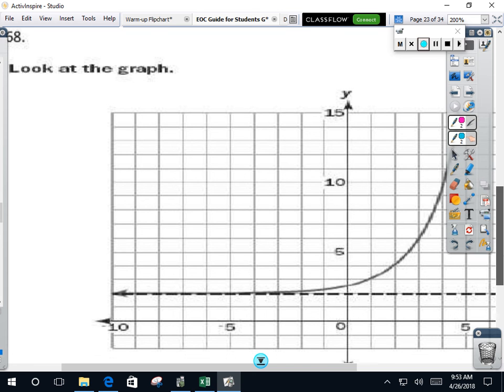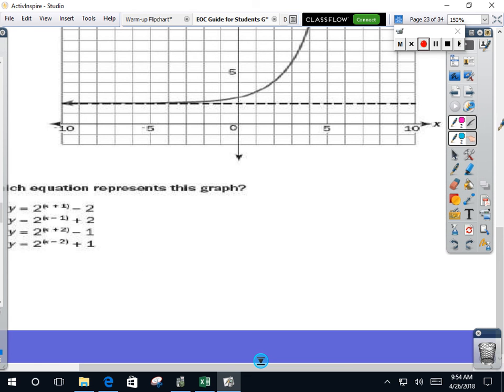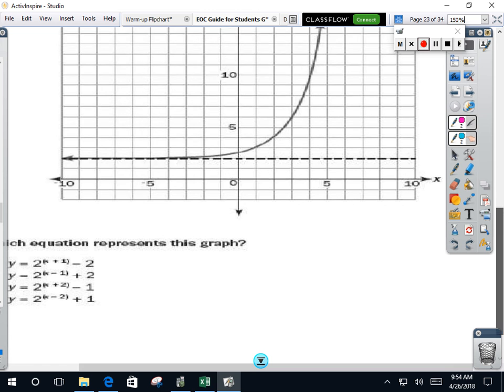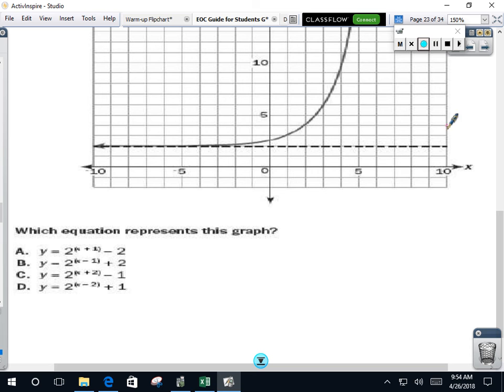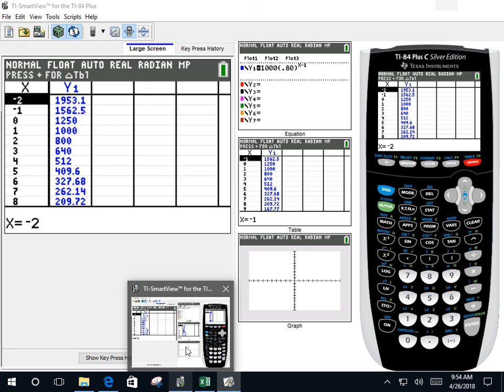Number 58, look at the graph. Let me zoom out some. Look at the graph. Which equation represents this graph? Okay, well, look at that and tell me some things you notice about the graph. Okay, what starts at 2? The asymptote. Okay, there's an asymptote at y equals 2 because the asymptote line cuts through the y-axis at 2. So which equation do you think would make that happen? Right. If everything gets shifted up 2 by that plus 2 on the end, then the asymptote will also move up to positive 2.